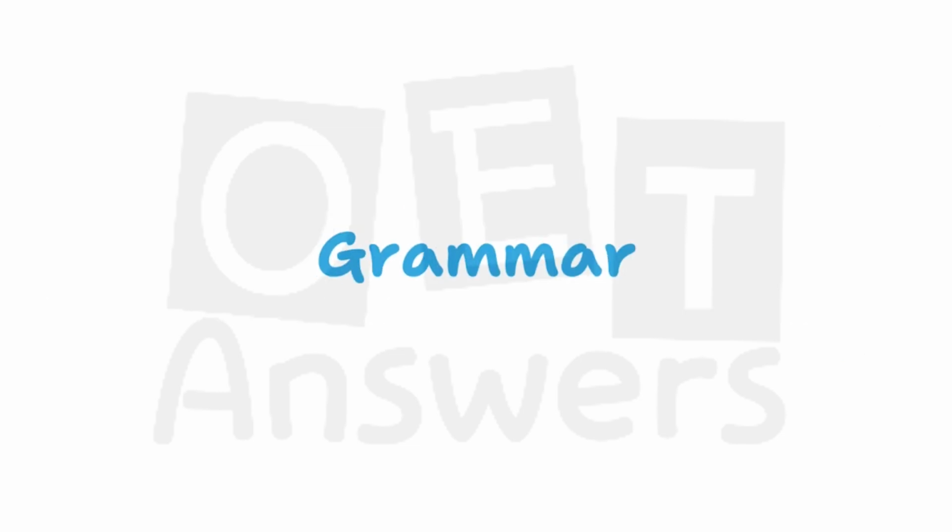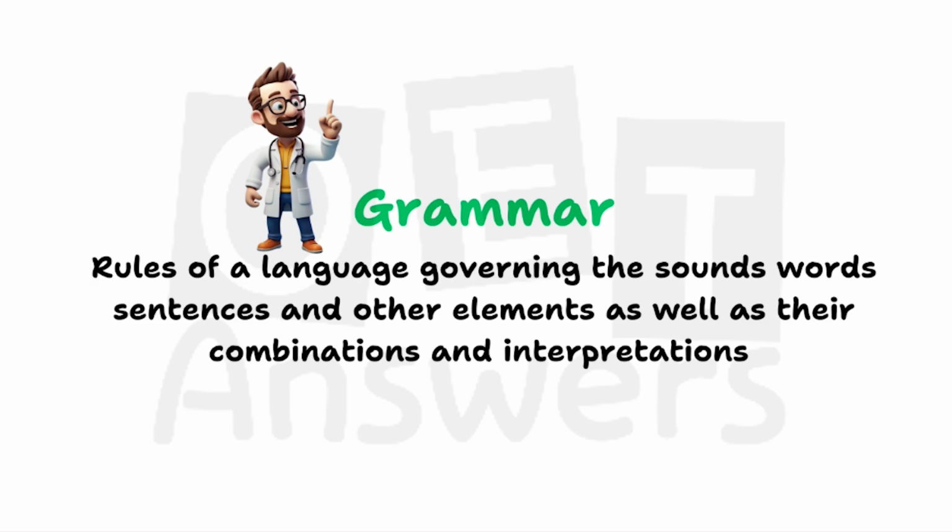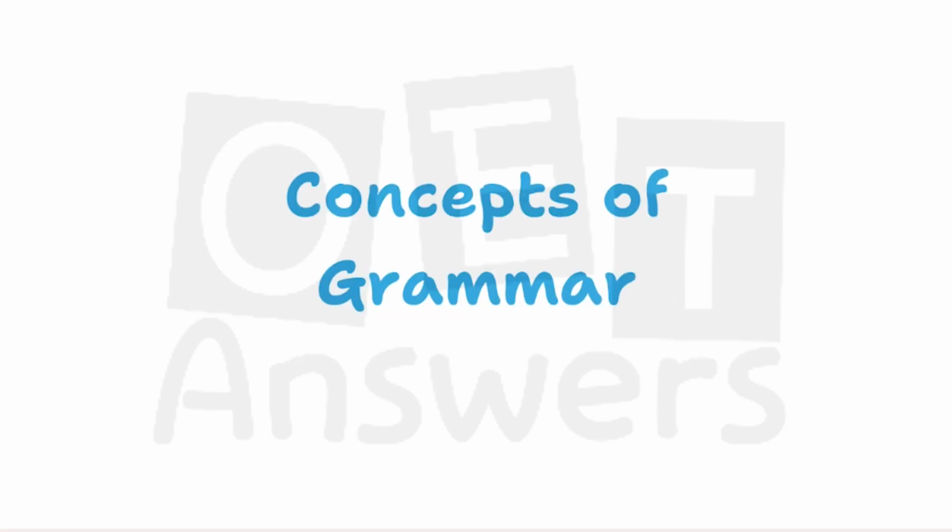Okay. Now, exactly, we are coming to the center of the topic. So grammar. What is grammar? Grammar is a set of rules that govern how words are used in a language. Grammar usually applies to both written and spoken language, right? It is the rules of a language governing the sounds, words, sentences and other elements, as well as their combinations and interpretations. Grammar is very important for understanding, speaking, reading, writing, for all the skills in the English language. Clear?